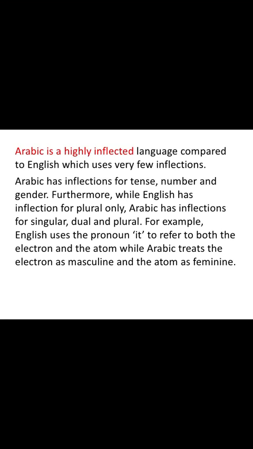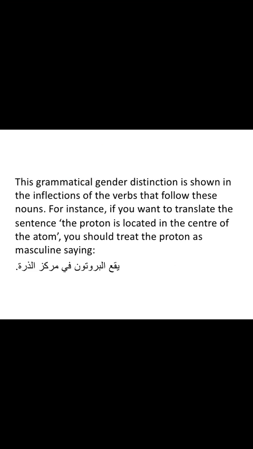For example, English uses the pronoun it to refer to both the electron and the atom, while Arabic treats the electron as masculine and the atom as feminine. See? This grammatical gender distinction is shown in the inflections of the verbs that follow these nouns.